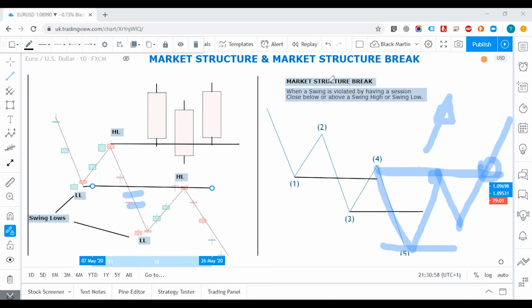If you want a definition, market structure break is when a swing is violated by having a session close below or above a swing high or swing low. So there's a swing high, swing high, swing lows, swing lows. You see, price came and closed below. That's a break of the structure there. Comes and closes below. That's a break of structure there.